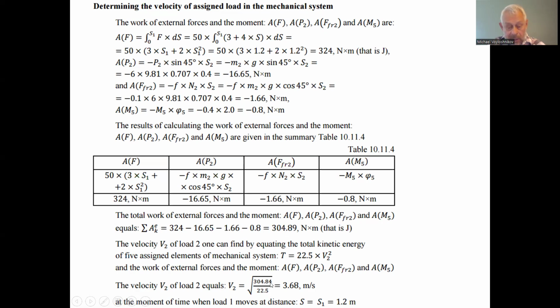V2 is the square root of 304.89 divided by 22.5, and this equals 3.68 meters per second, the velocity we were asked to find. So at the moment the first load moves a distance of 1.2 meters, the velocity of load 2 is equal to 3.68 meters per second. This result was obtained by the use of the theorem of the change of kinetic energy.